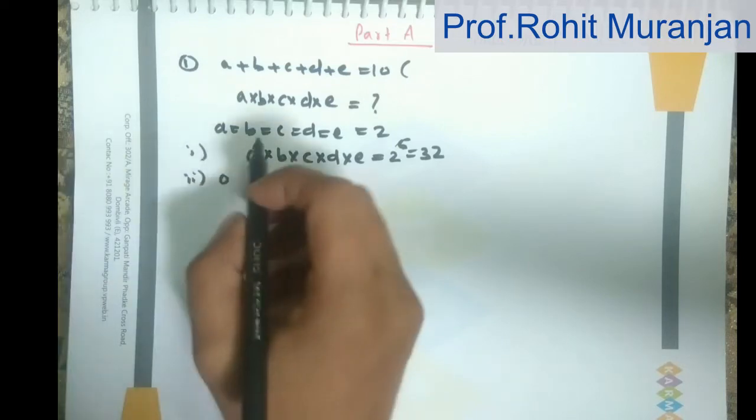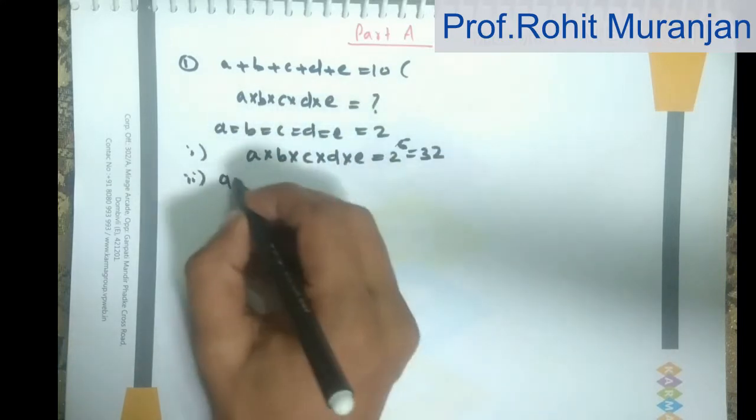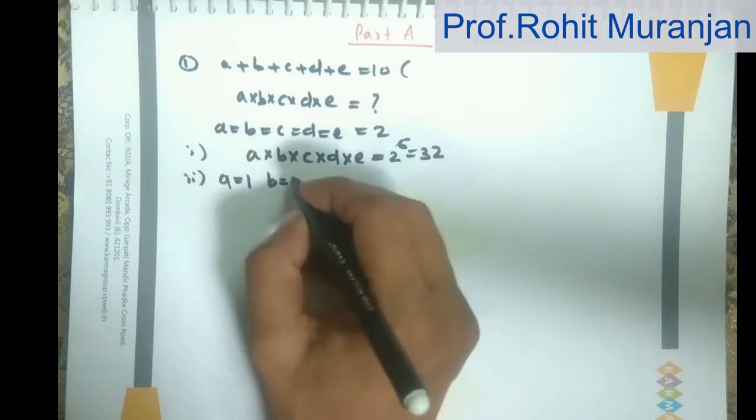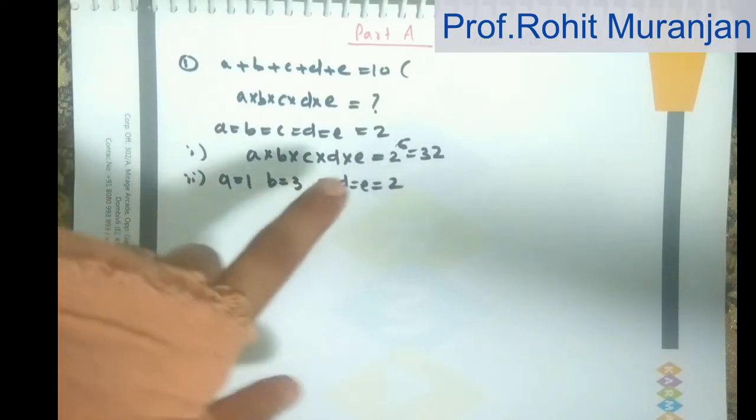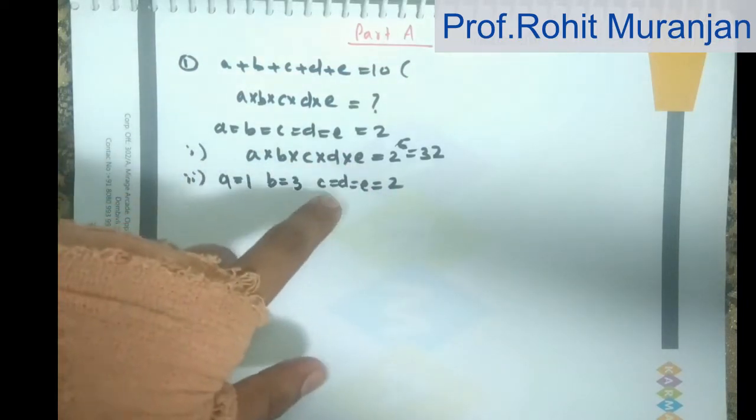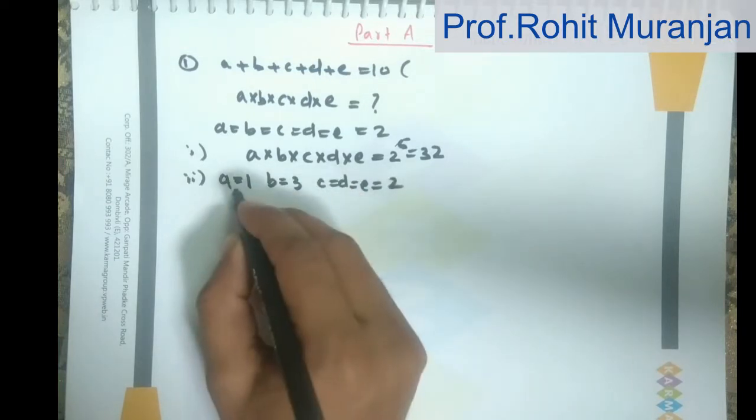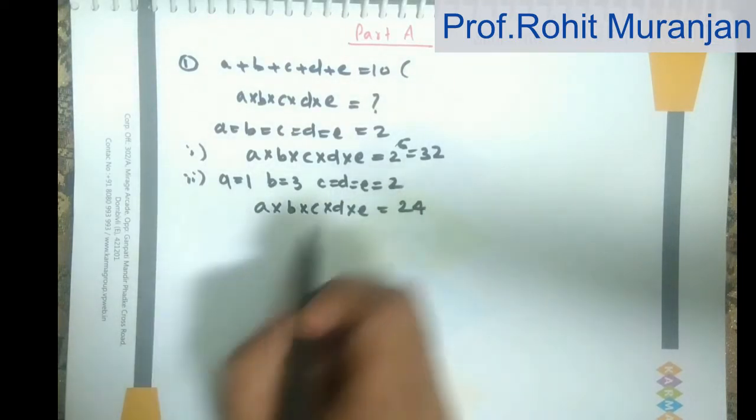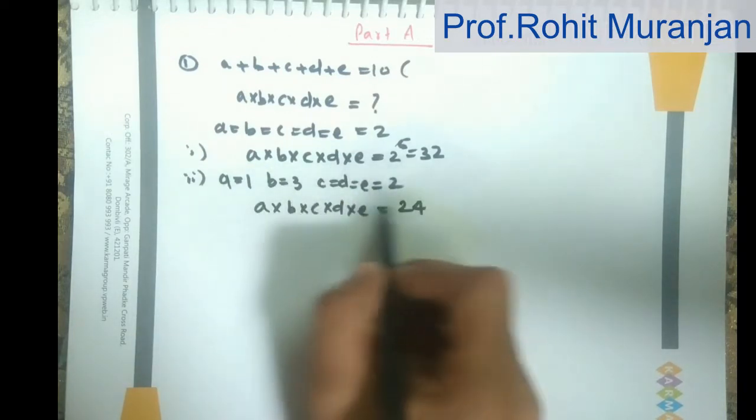What will happen if I try to choose different alphabets? If I choose different alphabets, then at least one of the alphabets is going to be 1, otherwise we can't choose different ones. Suppose my first alphabet is 1, then my other alphabet could be 3, and I can choose c, d and e to be identical, equal to 2. Then obviously the sum is going to be 10. Then what could be the product of all these alphabets? If I multiply all these, I'm going to get 2 raised to 3, which means 8, 8 times 3 is 24, 24 times 1 is 24. So my product is going to be 24.